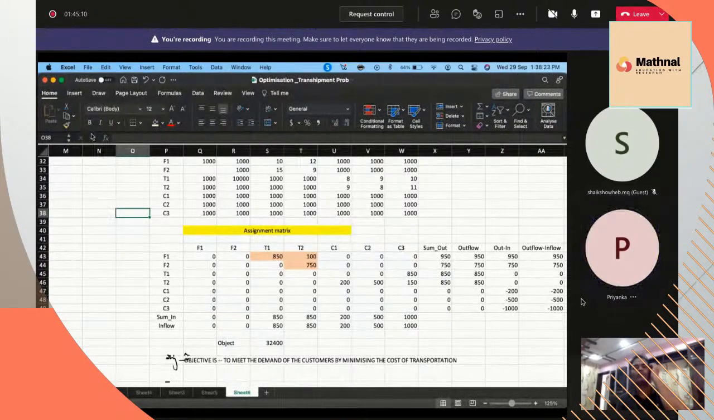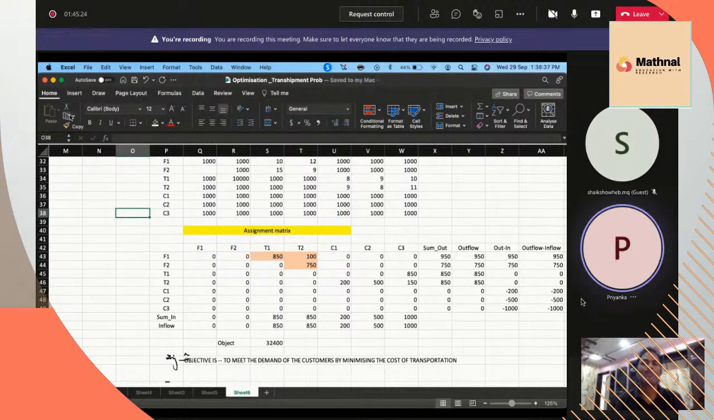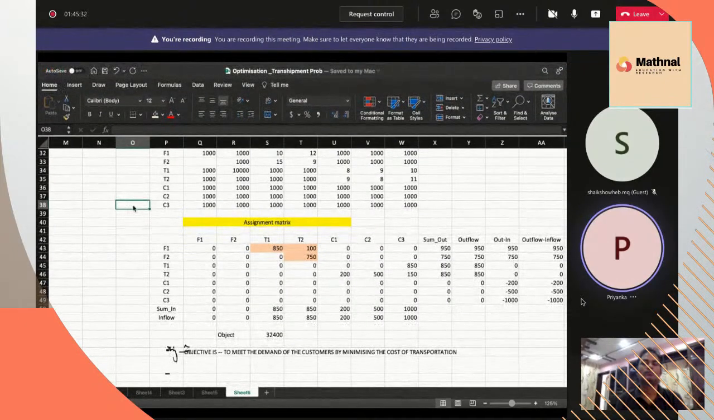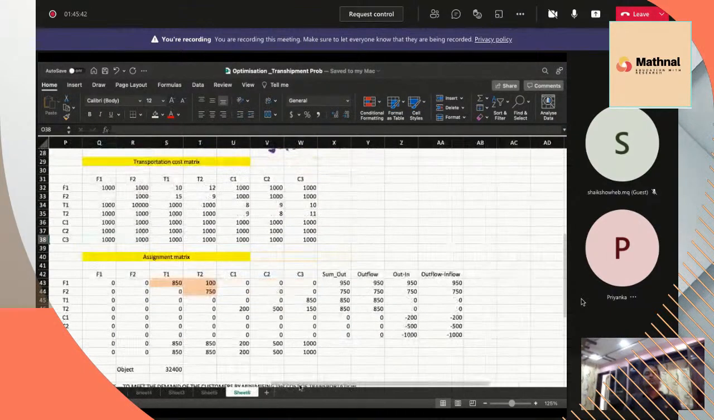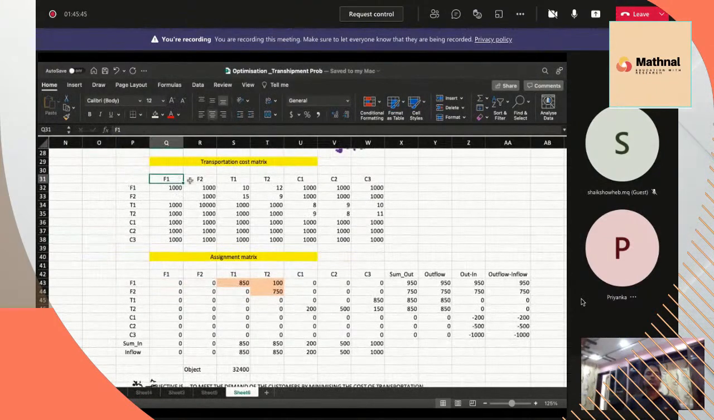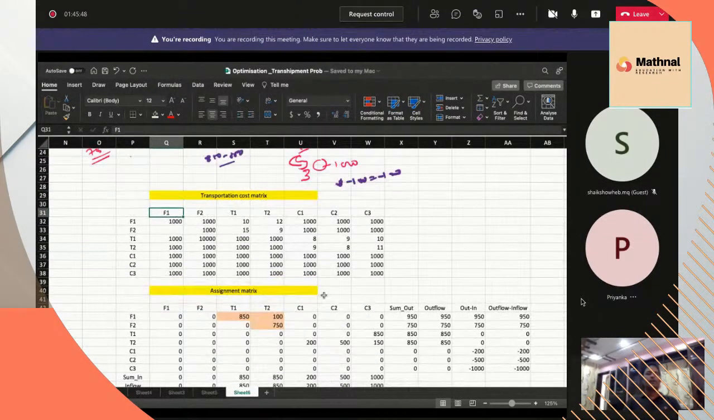Okay, there is a file. If you have any questions, you can ask. Go to the solver model, look at the model, look at the constraints, look at the objective, and how we have developed this formulation. Look at the diagram also.